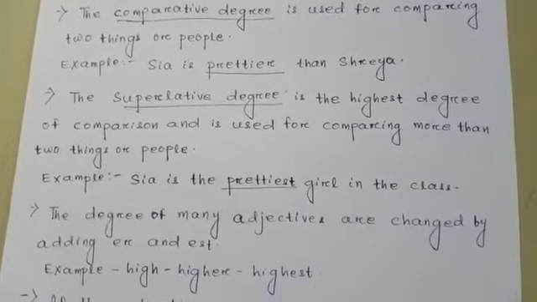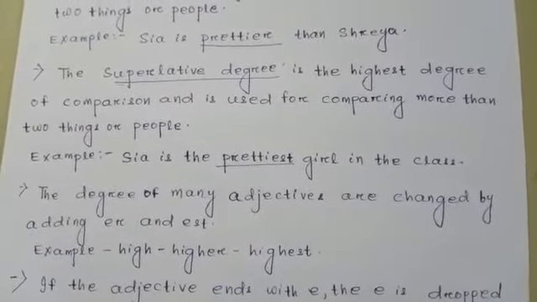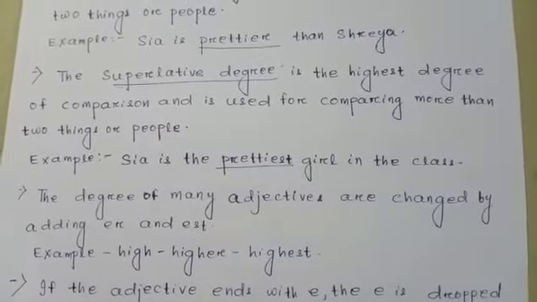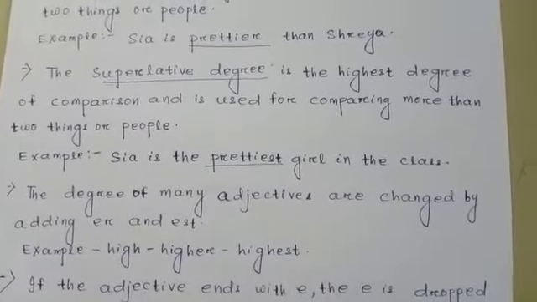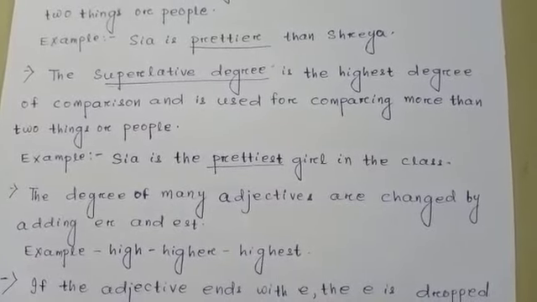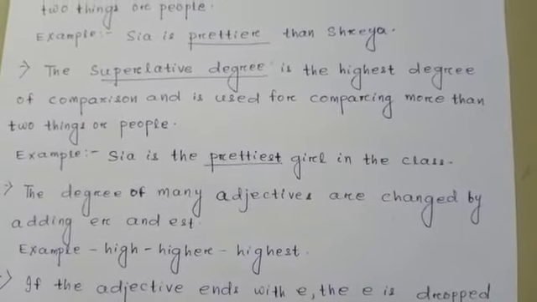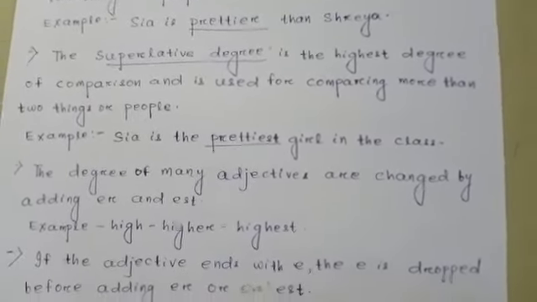In the superlative degree of comparison, we always use "the" before the superlative degree of comparison. See here what I have written: Sia is the prettiest girl. You cannot write "Sia is a prettiest girl", it will be wrong. So it is the most important point you have to remember.